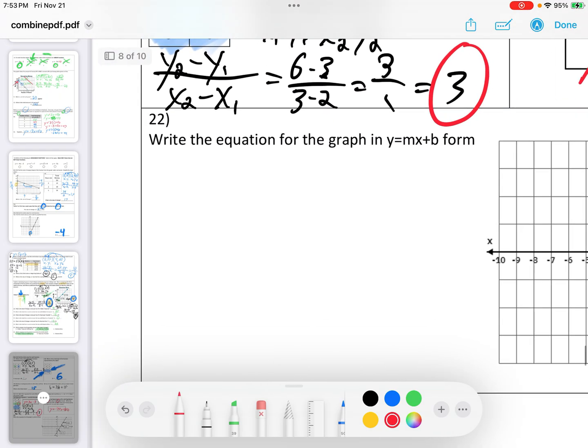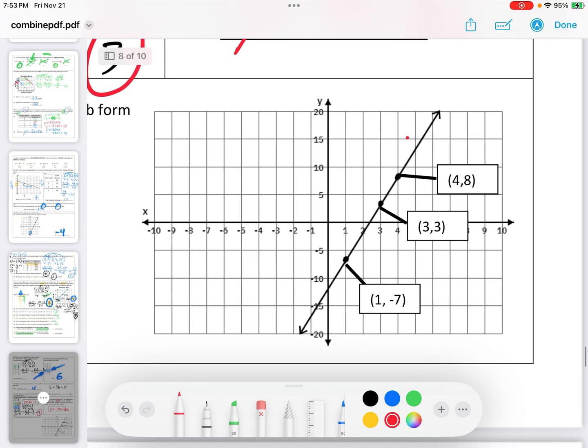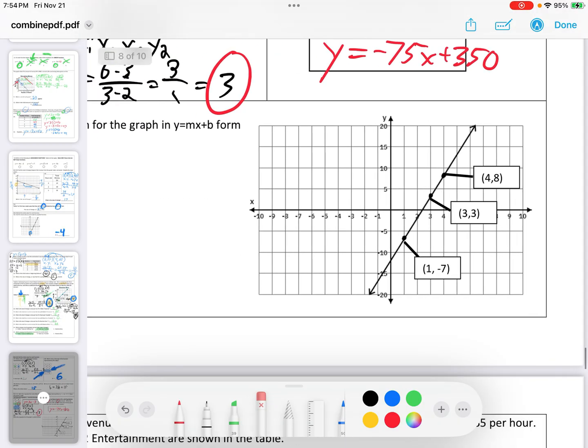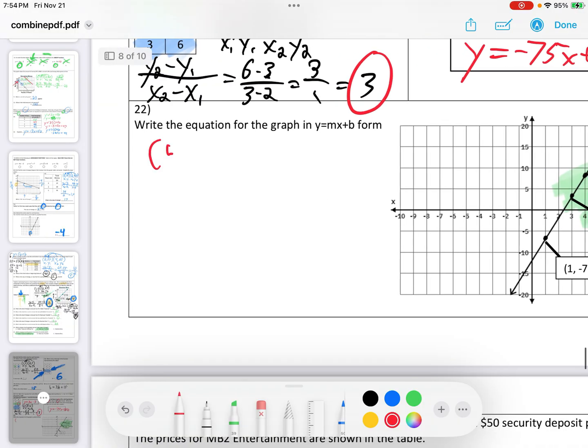Okay. Write the equation for the graph. Well, they didn't give us nice, neat numbers, which is okay, because we know how to do that. We're going to find the slope. First thing I'm going to do is find the slope. Now, these two numbers up here don't have any negatives, so it'll make my life a little easier if I use those.